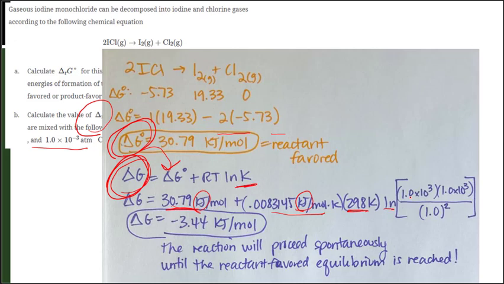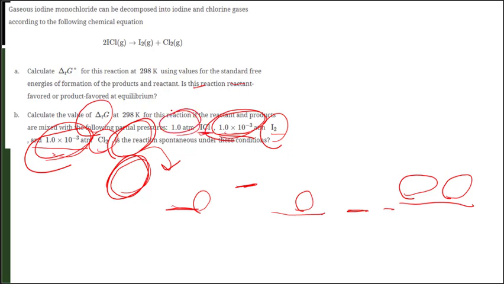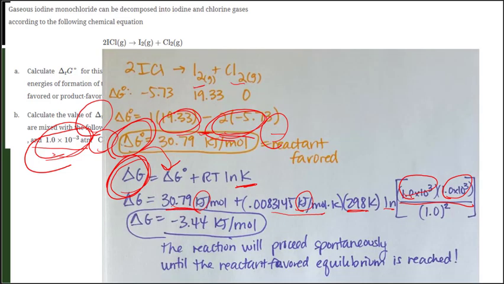Remember that K is products over reactants. And the products, the iodine and the chlorine, we were told were both at 1 times 10 to the negative 3 atmospheres, and the ICl was 1 atmosphere. So when I plug in my products over reactants, make sure that your reactant is 1 atmosphere squared because there's a 2 in front of it. Plug all of that in to get a delta G of negative 3.44 kilojoules per mole.